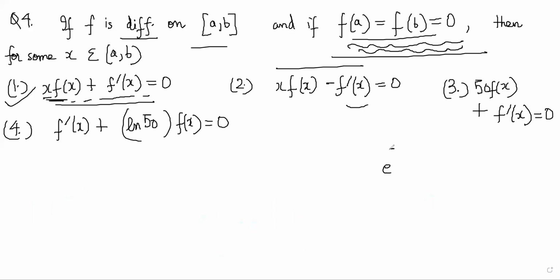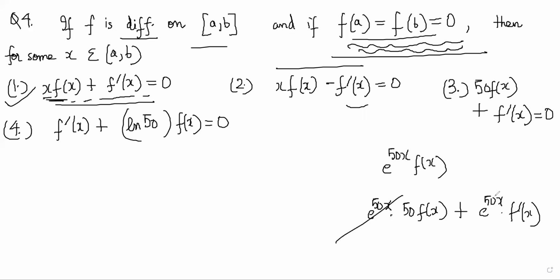So e power what? 50x. What will happen when you differentiate? You'll get e power 50x into 50 f of x plus e power 50x into f dash x. You take this common and this is coming. This is the function for the third one.